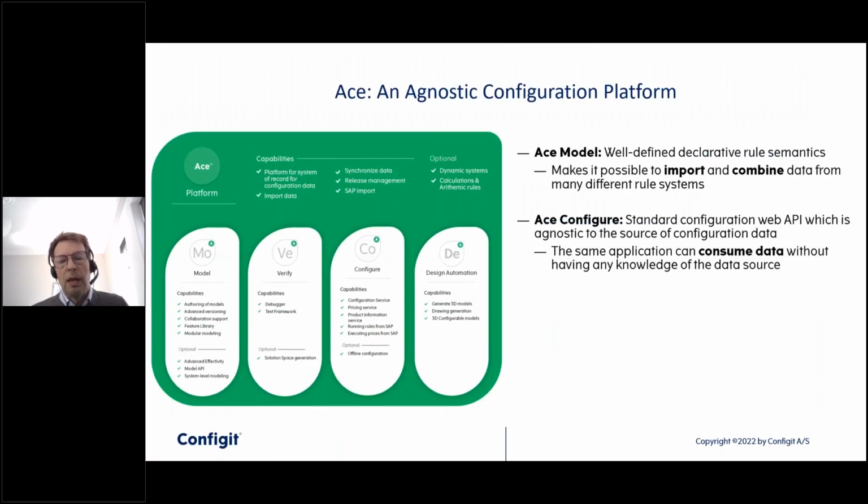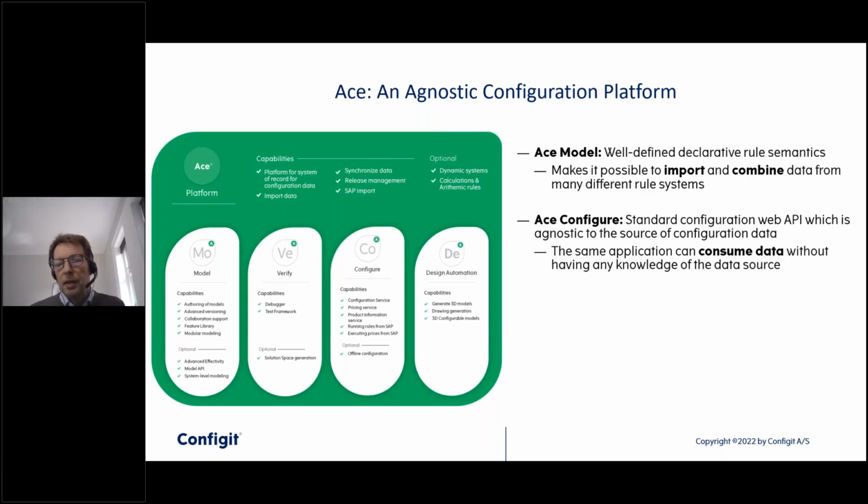And this is where we have introduced Ace as a platform that exactly tries to solve this problem. Ace basically consists of 2 major modules. It's the Ace model module, where you can define the configuration models on its own. You will find many tech sessions on that, how to create models, but it can also import data from other sources. So for example, some of the types of rules that we just have seen. And then there's the Ace configure, where you can access that data through a standard web API.